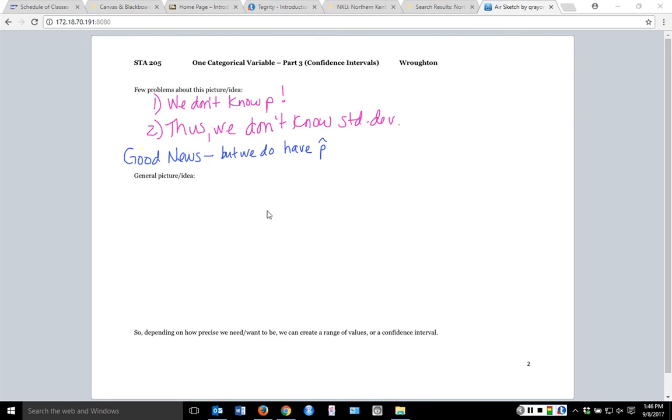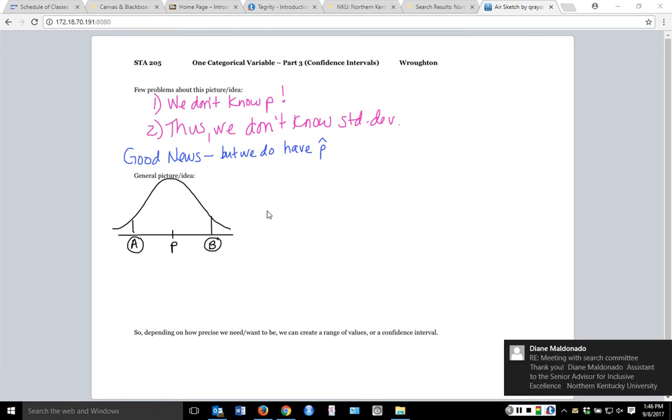So first I'm going to draw my general picture again. But this time, instead of putting 95% in the middle, I can really put any percent in the middle that I want. It doesn't matter. And at some point, no matter what percent I put in that middle, we're going to end up with this A and this B endpoint that we're working with. And again, we're still looking here at the distribution of P hat.